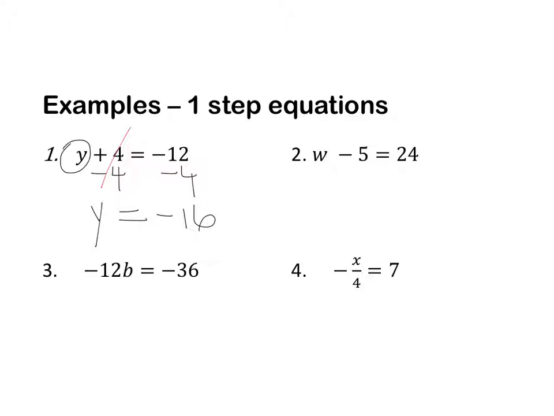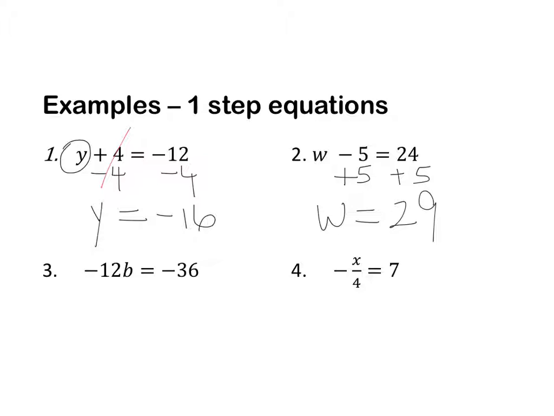Alright, example 2. I am undoing subtraction, so I undo it with addition just like I did on the previous problem. I'm going to add 5, and so my variable here, w, is by itself, and it's going to be equal to 29.